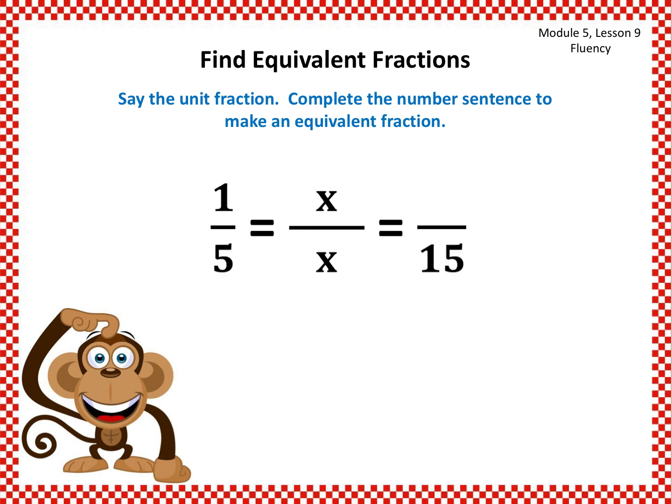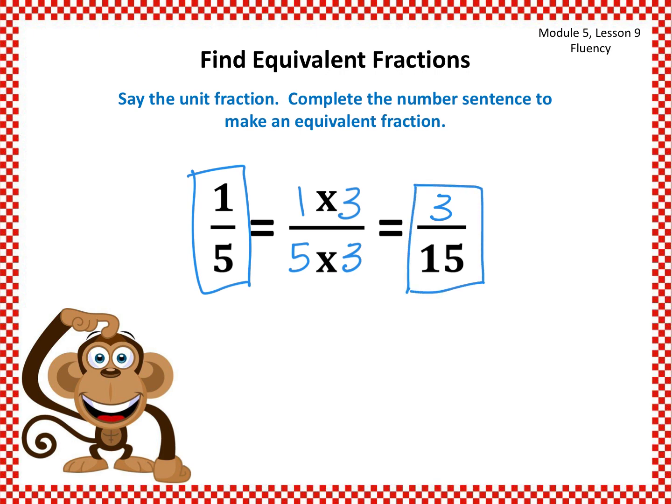Here we go again. You know the drill. Go ahead and pause. All right, we're going to start with the 1/5. And since it's in the denominator, we're going to say 5 times what is 15? Well, 5 times 3. If I do it on the bottom, got to do it on the top. And so 1 times 3 is 3. So 1/5 is equivalent to 3/15.